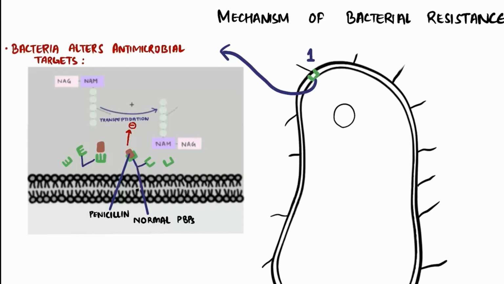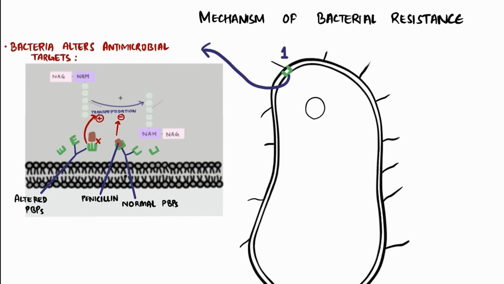Now, what bacteria do to counter this for their survival is that they alter the structure of these penicillin binding proteins, so beta-lactam antibiotics cannot bind to them. So when they cannot bind, these antibiotics cannot function. However, an important point to note is that this change in structure of penicillin binding proteins does not affect their normal function. That is, these altered penicillin binding proteins can still perform their transpeptidation function and continue cell wall synthesis. The only thing that changes is that they have low affinity for beta-lactams.